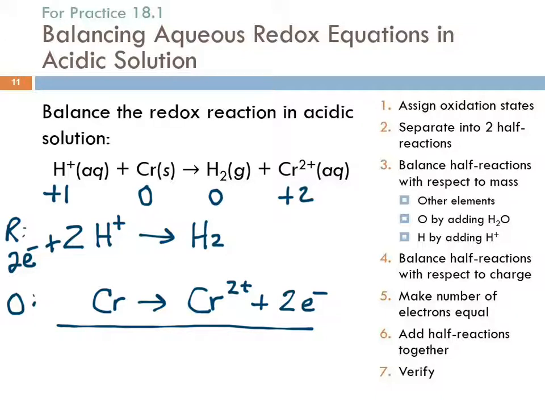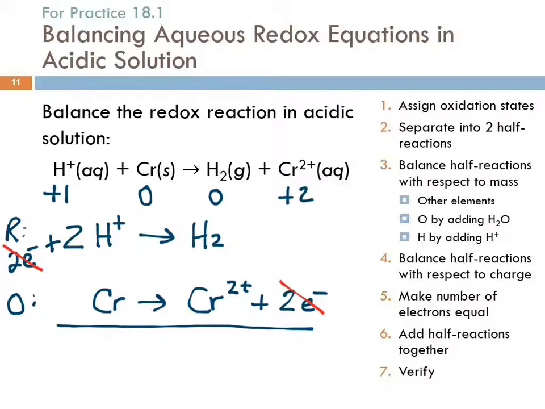So what I'm going to do is I've got 2 electrons here and 2 electrons there. Something that's in the reactants and the products exactly the same cancels out, kind of like the spectator ions for net ionic equations. So those electrons go bye-bye. The electrons should always go away because you set it up so that the number of electrons in both equations was the same. So you shouldn't have electrons in your finished product.